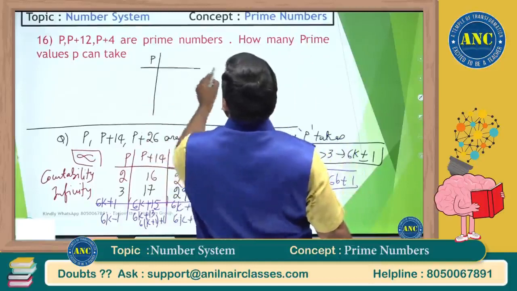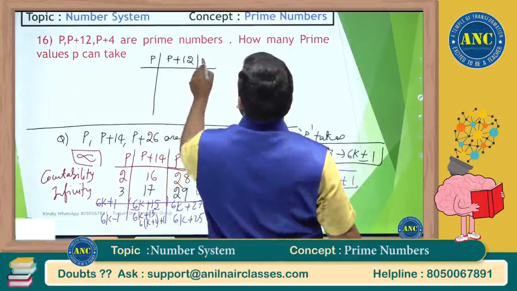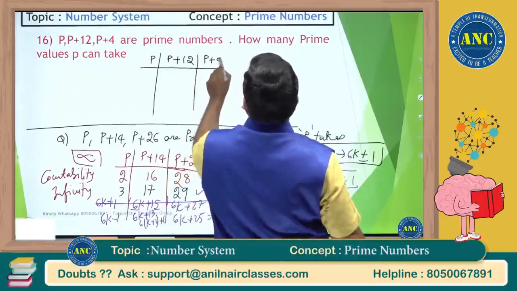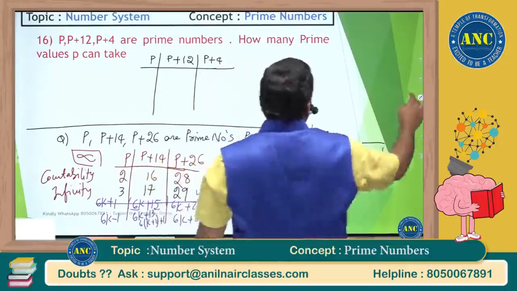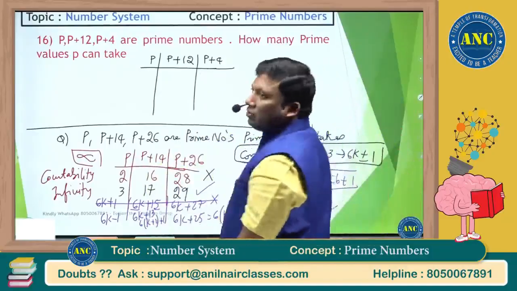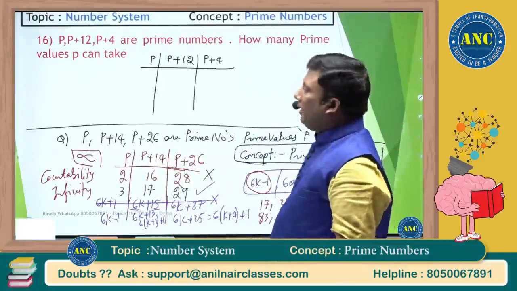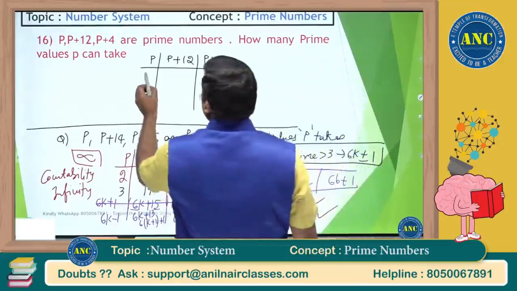P plus 12 and P plus 4 are prime numbers. How many prime numbers P can take?